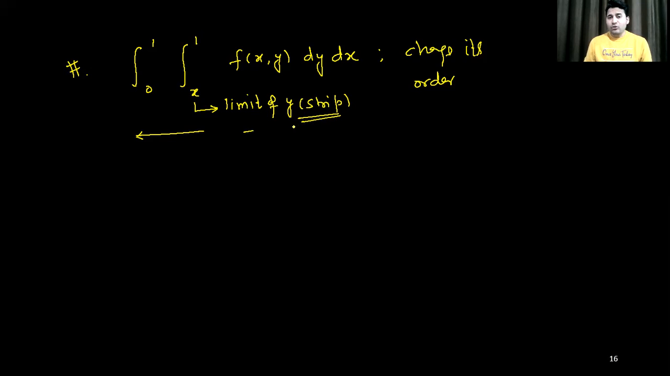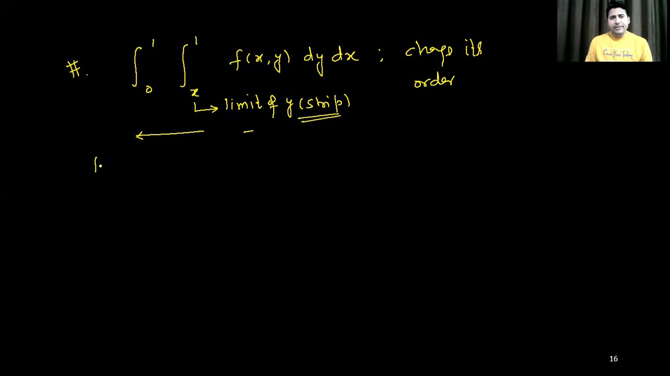So what we need to do? Just reverse the strip, which means we have to take a strip parallel to x-axis. Now the thing is, how to draw the region? Earlier in the question a region of integration was given to us, but here no region is given. So how to draw the region? The region of the integration will be drawn from the given limits. Till now we were drawing the region and finding the limits. Now we will draw the region with the help of the given limits.